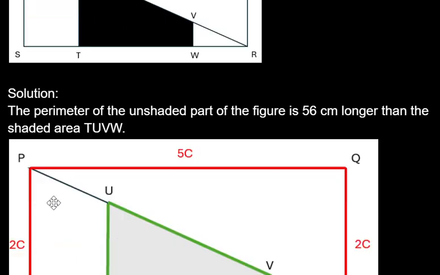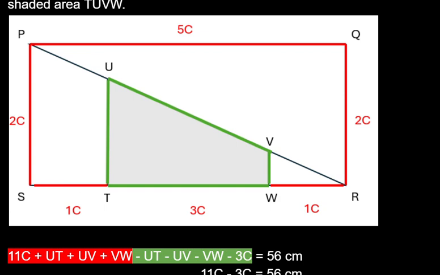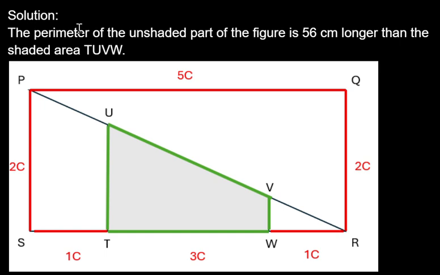Let's solve it. First we need to know how to interpret the question. The perimeter of the unshaded figure is 56 cm longer than the shaded area. This is the shaded area, remember? So if we start from it, the unshaded perimeter will be 1C plus 2C plus 5C plus 2C plus 1C plus this part, which is VW, UV, and UT. Since we do not know the length of this part, we just call it UT, UV, and VW.